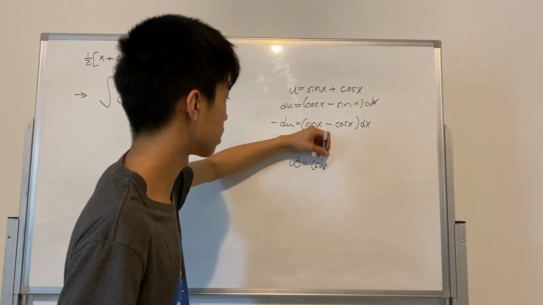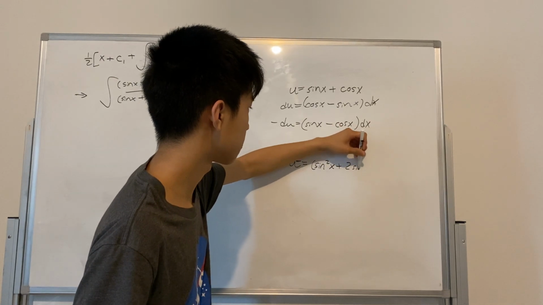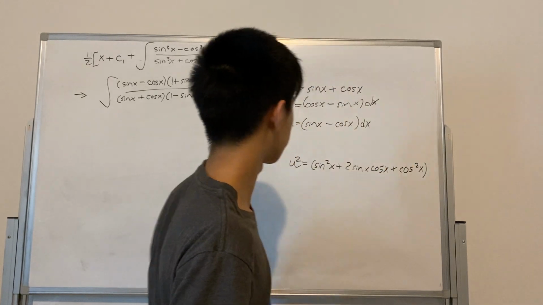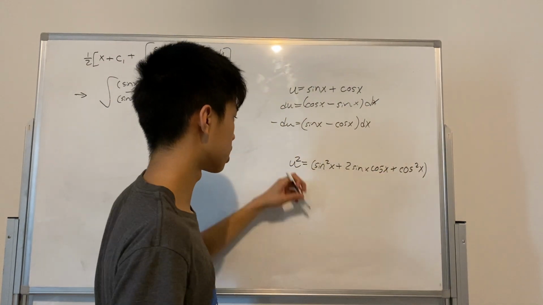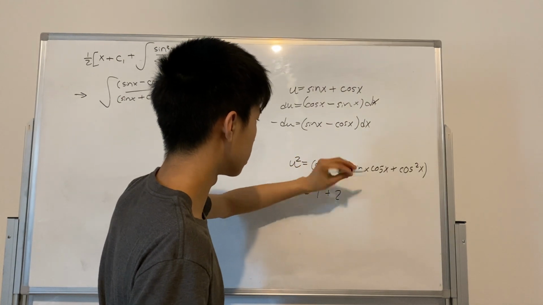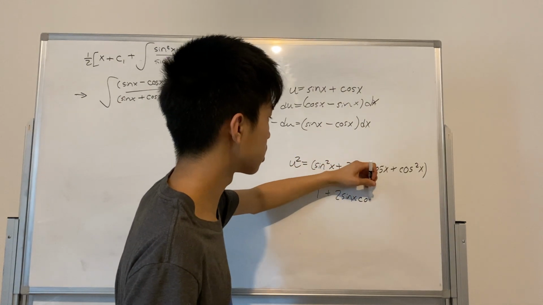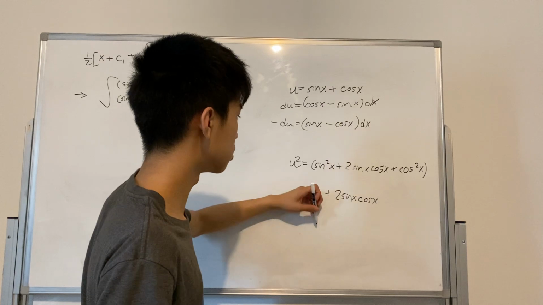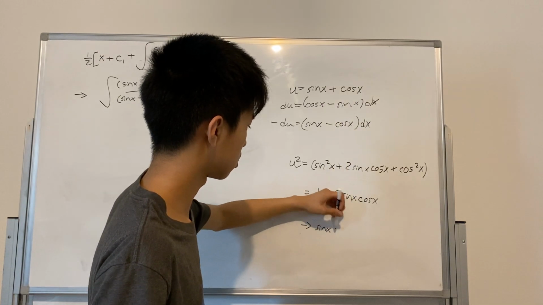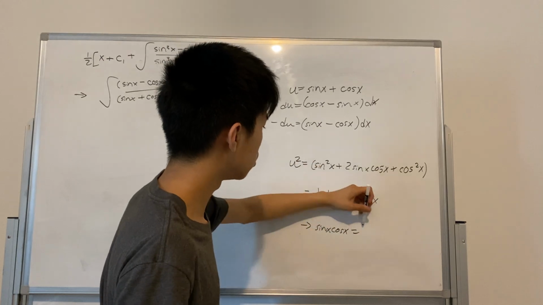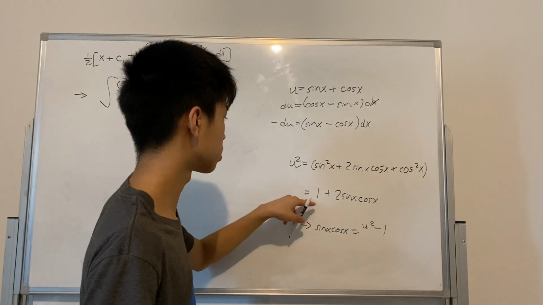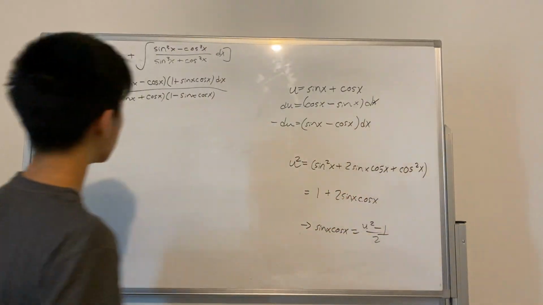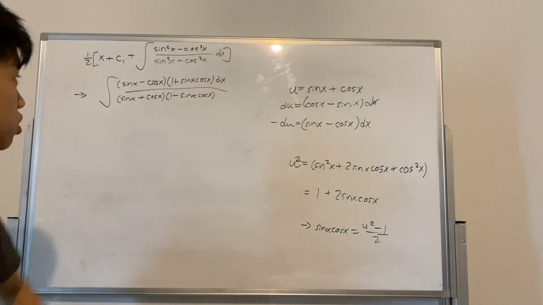So we now have sine squared x plus 2 sine x cosine x plus cosine squared. But sine squared plus cosine squared is just 1, and then we still have 2 sine x cosine x. So that would make 2 sine x cosine x equal to u squared minus 1, because you subtract both sides by 1, and then divide both sides by 2. So now we can make this substitution.